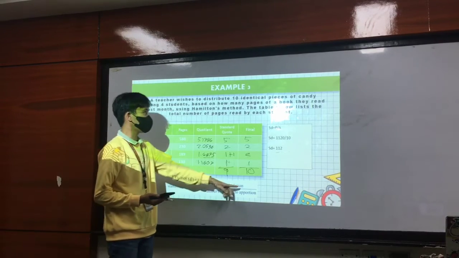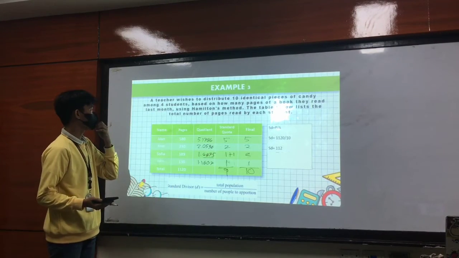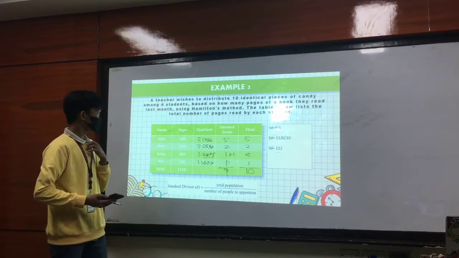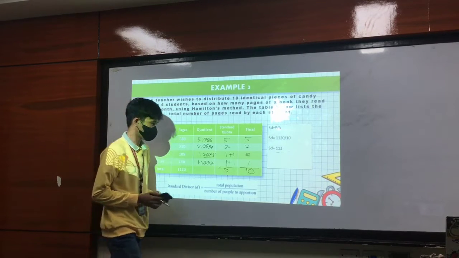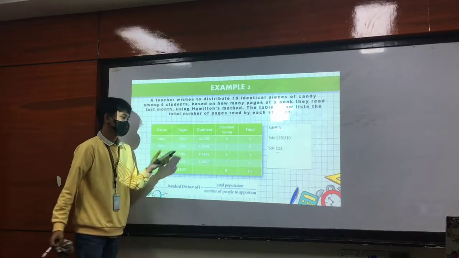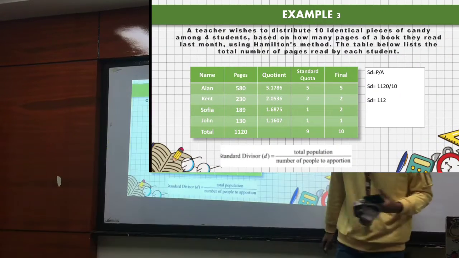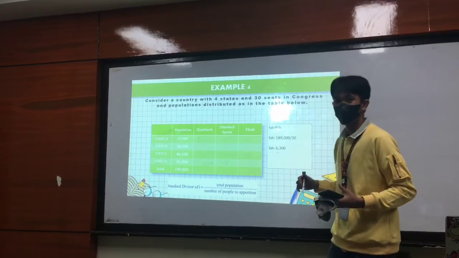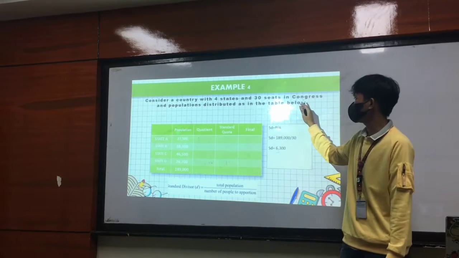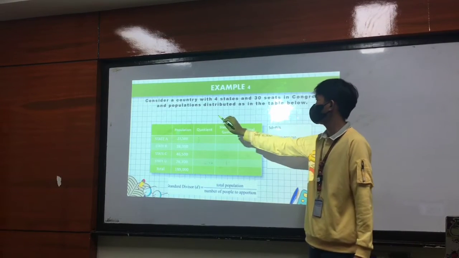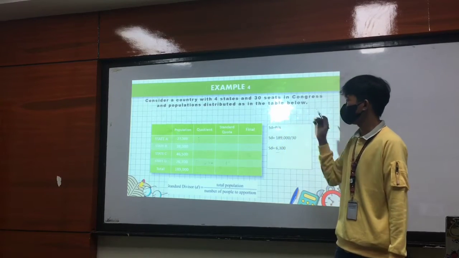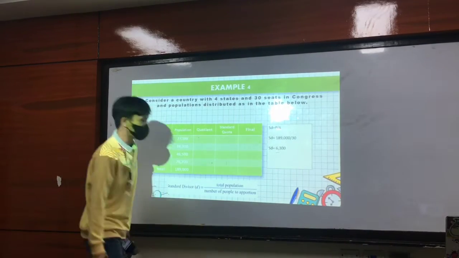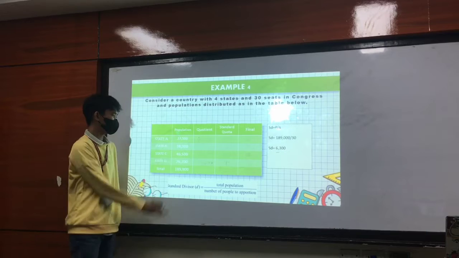So in Hamilton's method, we got the 10 identical pieces of candy in example number 3. So here's the result in a nice table. Example 4: consider a country with 4 states and 30 seats in Congress and population distributed as in the table below. So we have here the population again in every state.